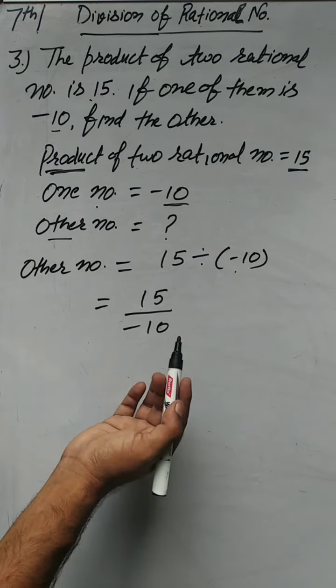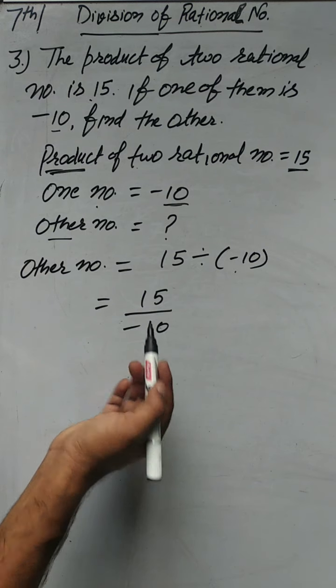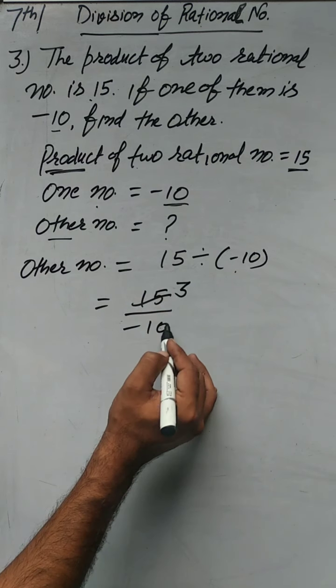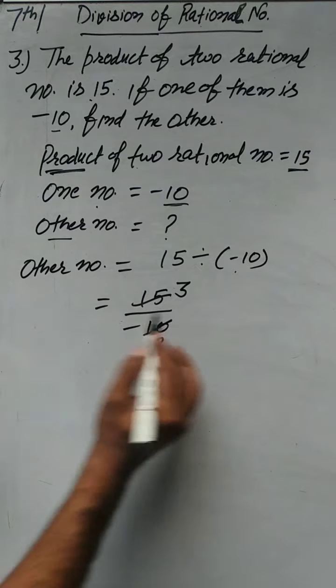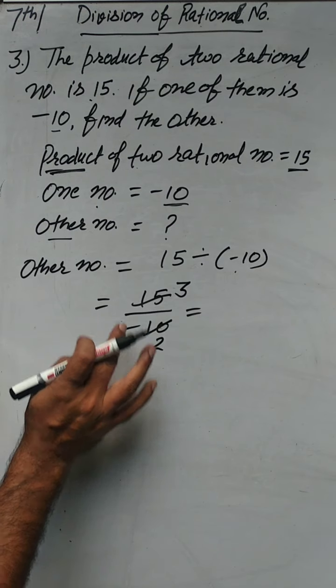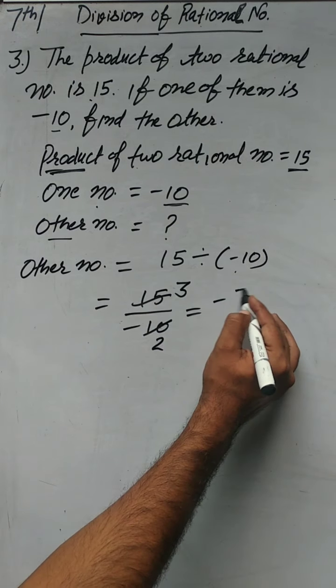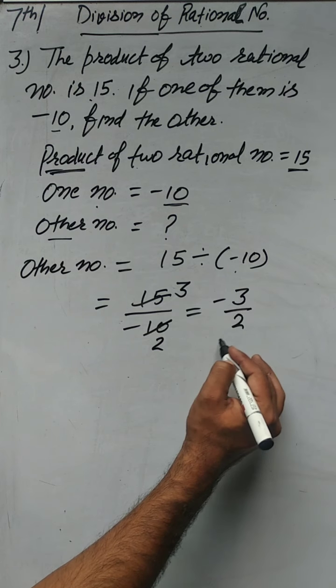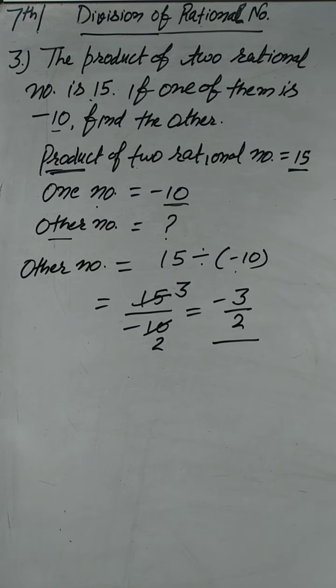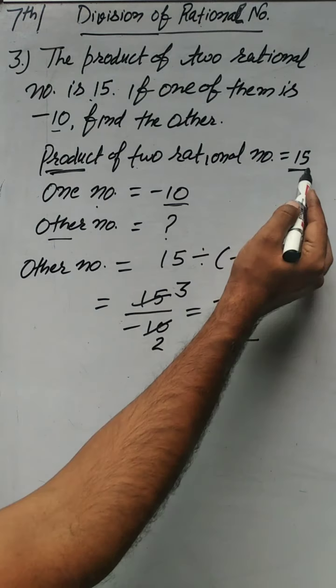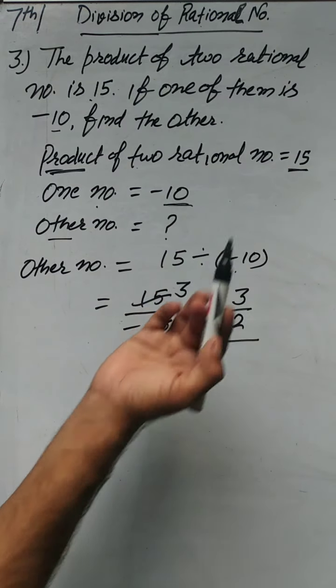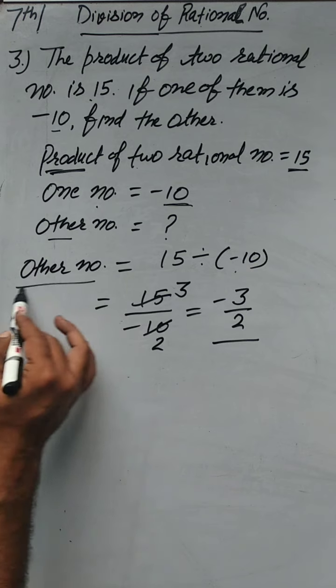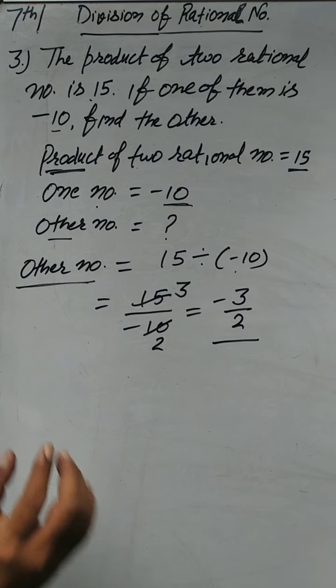Okay beta. Now we can cancel it on the table of 5. 5 3s are 15, 5 2s are 10. And this minus we can put in the numerator. So your other number is equal to minus 3 upon 2. Understood beta? Simply you have to divide the product with the given one number. Then you will find the other number. Clear beta?